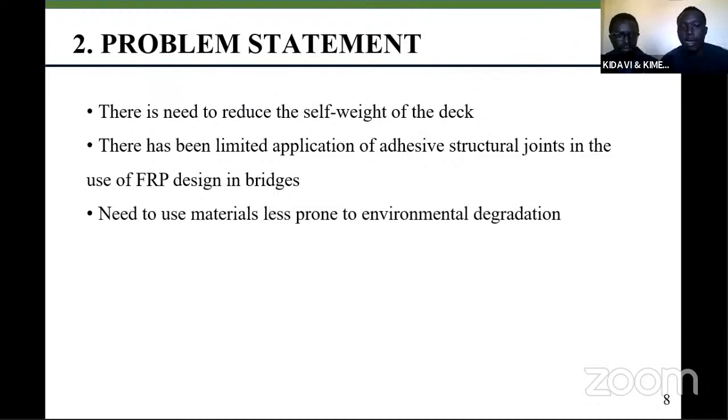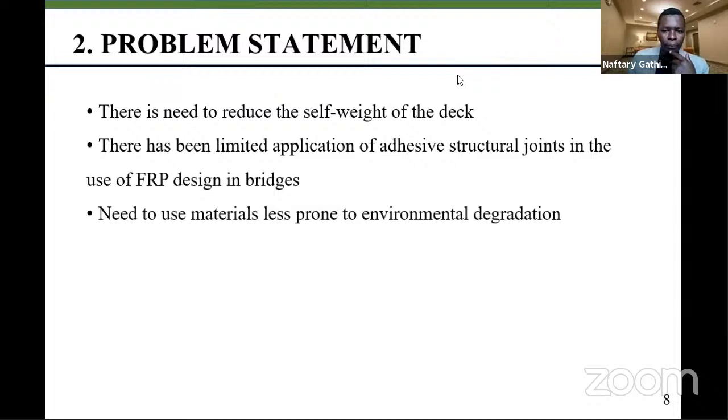But note that what is key to your research should come out more, should be prominent, should feature significantly more than the other. Because when you say there is a need to reduce the self weight of the deck, then somebody will understand why you are doing concrete, you are comparing concrete and FRP. And then they will just say that's known, that is in the common domain, right? Yes.